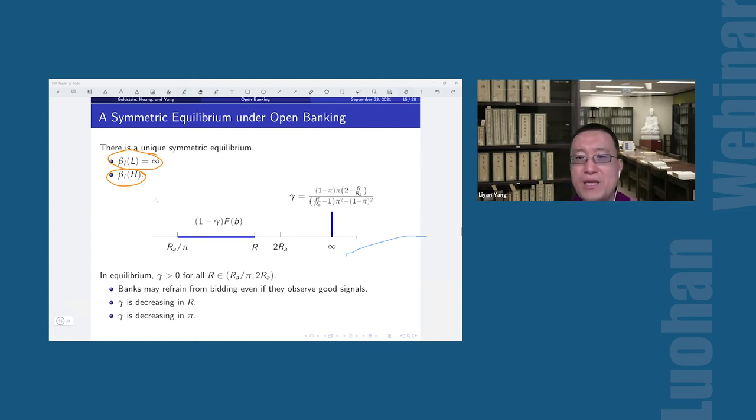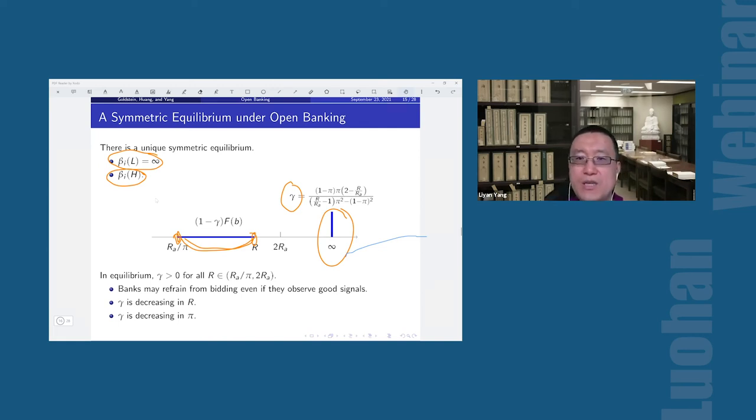With some probability gamma, which is endogenous, the bank will not bid, a point mass at gamma. With the remaining probability, the bank will randomize between the lower bound and the upper bound R, with some endogenous probability distribution F_B. So that's what's happening. If the bank sees the bad signal, it will quit and not bid. But if the bank sees the good signal, it will not bid with some probability, but will bid with some probability, a mixed strategy.